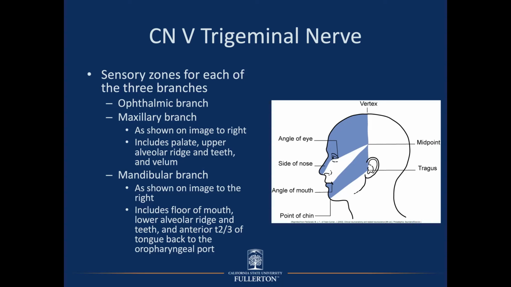in the roof of your mouth. It's the upper lip, it's the upper alveolar ridge, the upper teeth are innervated, the palate, and all the way back to the edge of the velum, the back edge of the velum, all innervated by the maxillary division of 5. And then the mandibular division is the same thing.